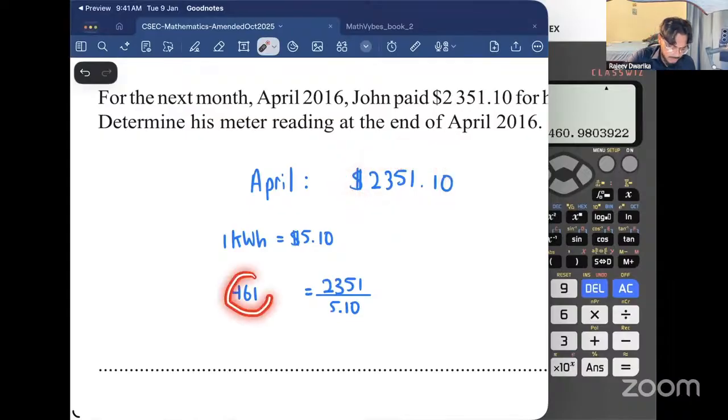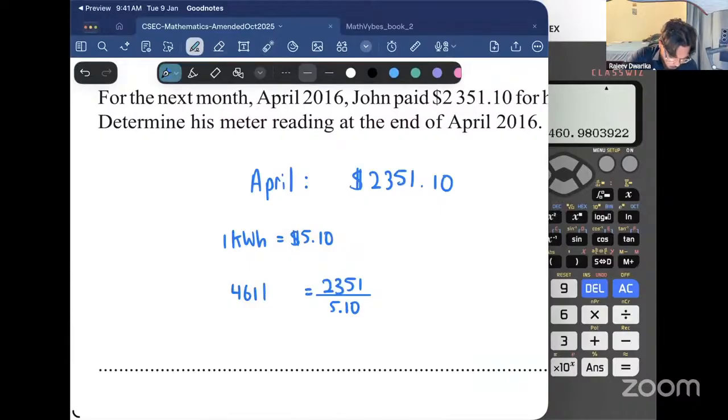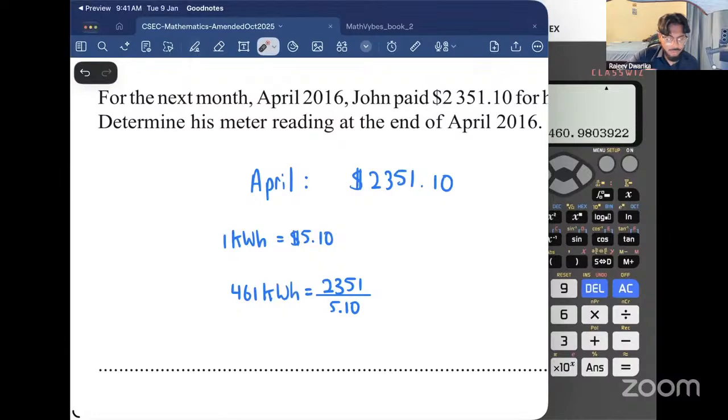So if I multiply 461 by $5.10, what am I supposed to get? Nah, you don't have to use a calculator. You're supposed to get something that's on the screen. So let me run through that again. For April, how much did he have to pay? You get back the same amount, $2,351. Correct. Because we just figured out how much energy he used. So if that's how much energy he used, and this is the rate, that's supposed to get you back the 2,351.10.